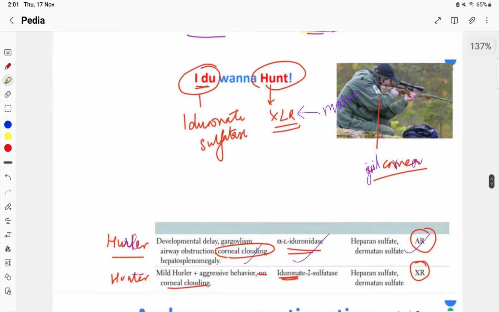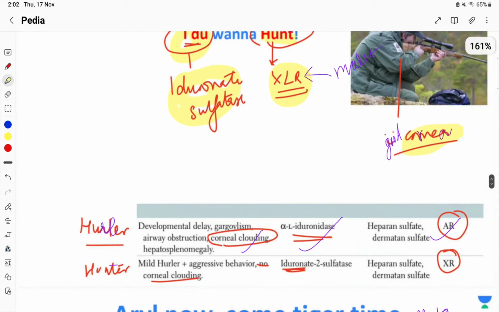So remember, this is a man and he is hunting. For hunting, you need a clear cornea. This is a man, and men have diseases which are X-linked recessive. So, I do wanna hunt. I do wanna hunt: iduronate sulfatase deficiency, and this is Hunter, X-linked recessive, clear cornea.